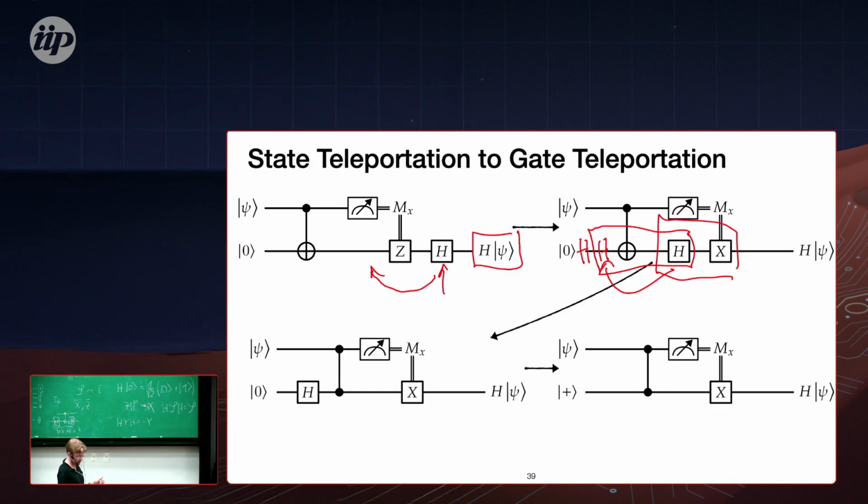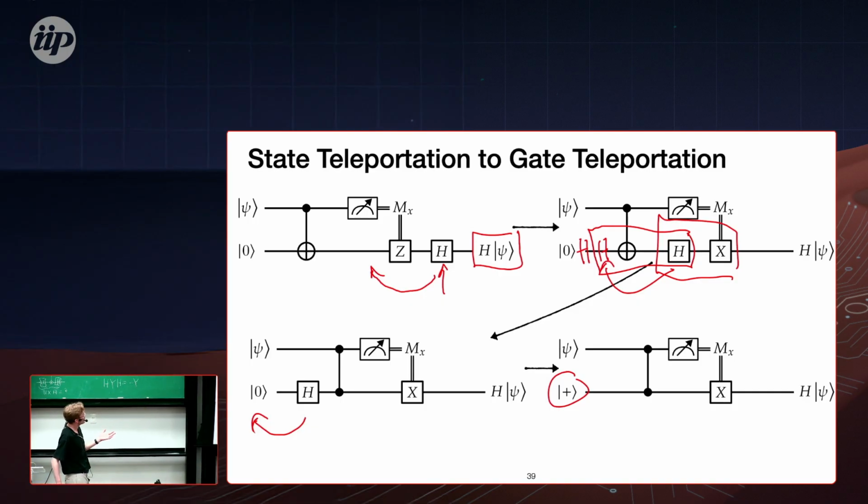And then finally, I will consume this Hadamard in my initial state so that I have this plus state here. And now I end up with a circuit where I don't have to perform this Hadamard gate anymore, but I start with a plus state, I do some state teleportation, but during the state with this correction, I will have performed the Hadamard on my quantum state.